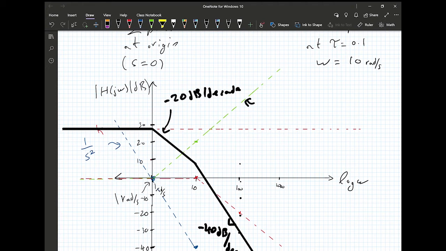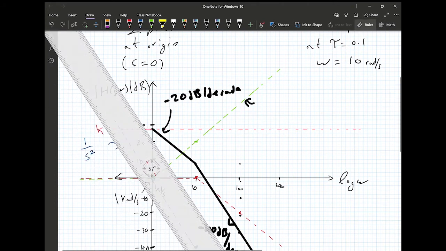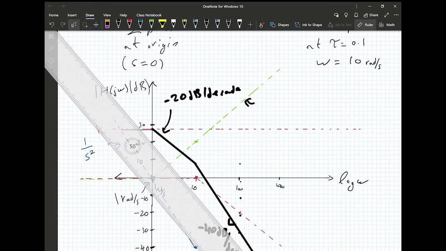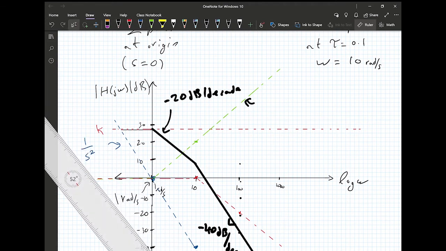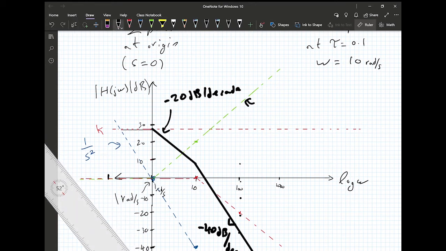What we need to do is, let me erase this, we need to have the minus 40 dB per decade of the double slope existing before 1 rad per second. So if I go here and do 1 decade, that's 1, 2, 3, 4, 5, 6, 7, 8, 9, 10. That's 0.1 rad per second, right?